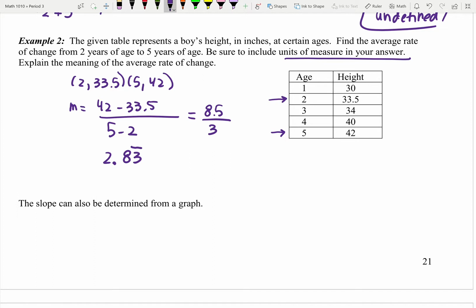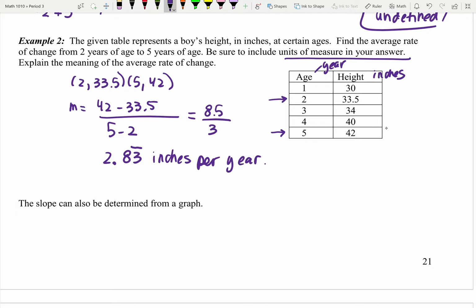What is the label? My variables are age and inches. Is it age per inches or inches per age? Inches per, let's say, year. Is it year per inches or inches per year? Talk to me. It's always Y first. Y is inches. So this is going to be inches per year. Okay. What does it mean?